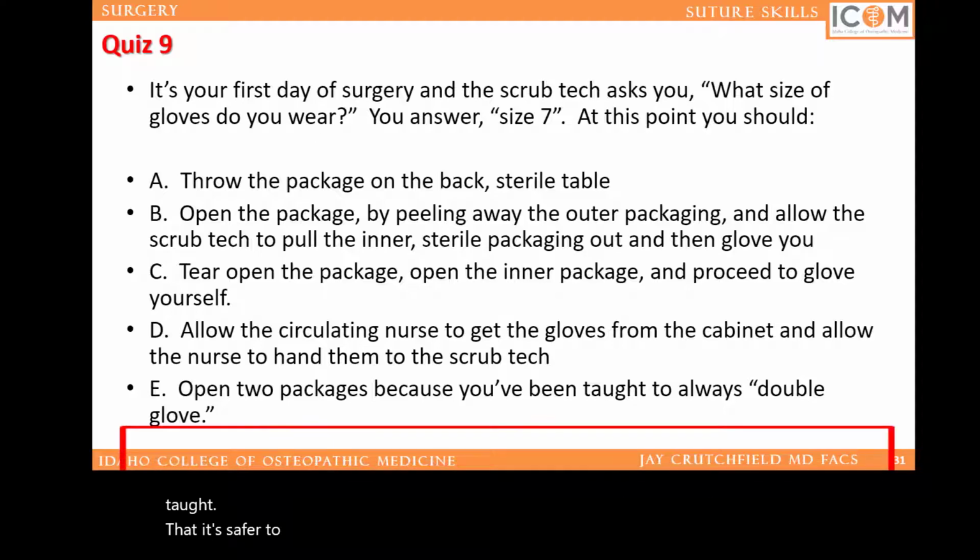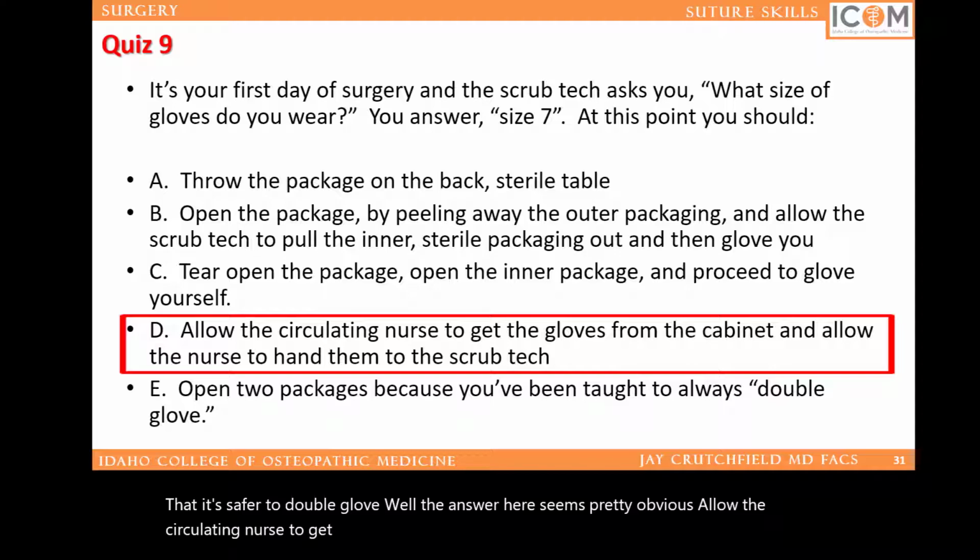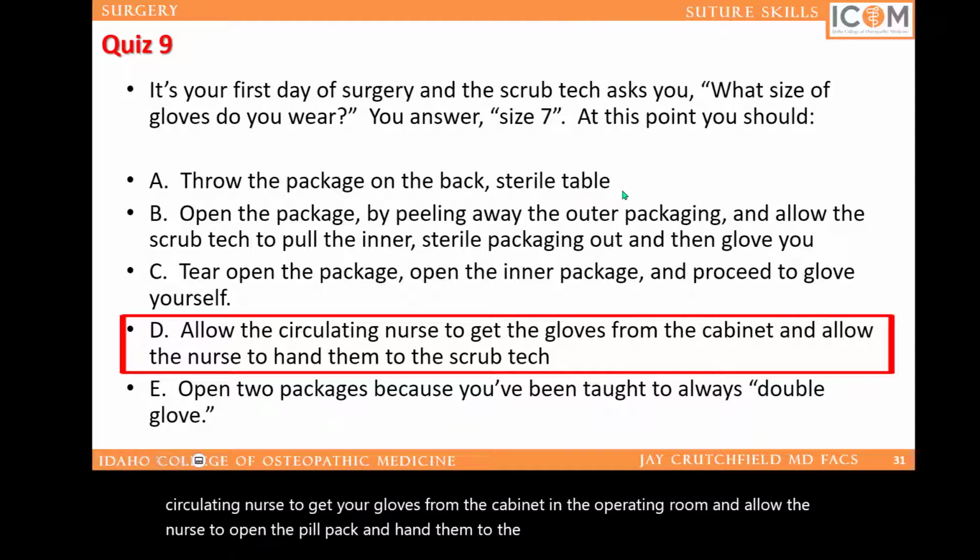Well, the answer here seems pretty obvious. Allow the circulating nurse to get your gloves from the cabinet in the operating room and allow the nurse to open the peel pack and hand them to the scrub tech. The scrub tech will then help you put your gown and your gloves on.